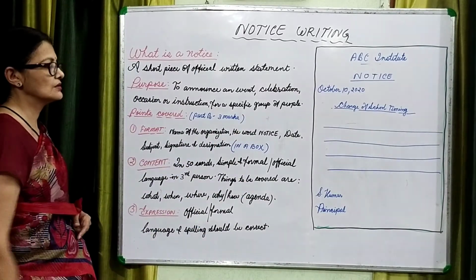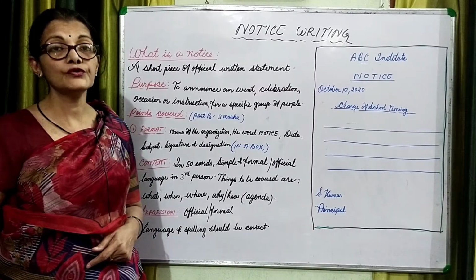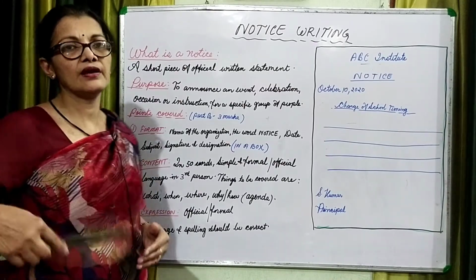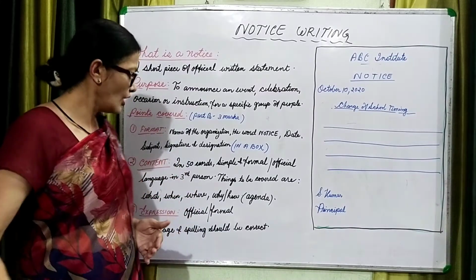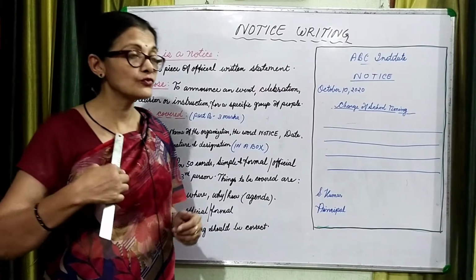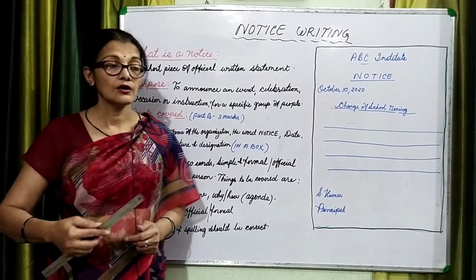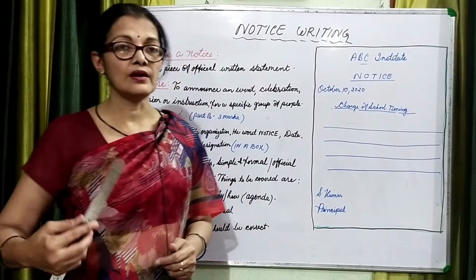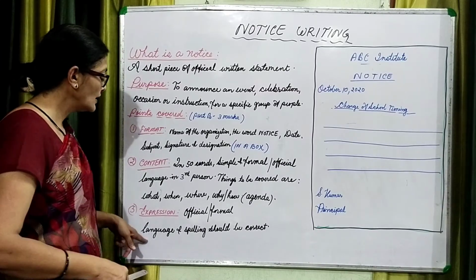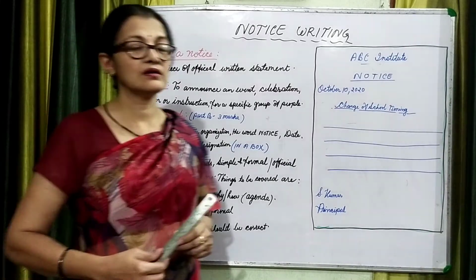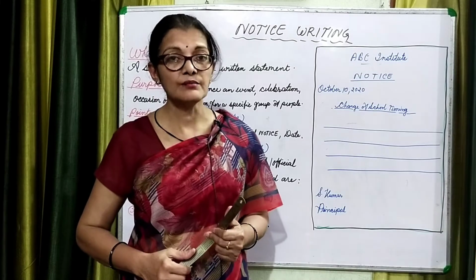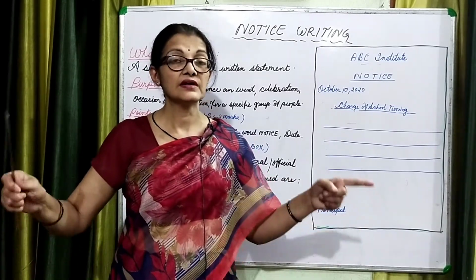Now, expression. We cannot overlook this part, because expression means how we express ourselves. So the expression should be official and formal. We have to write in official, formal language. We cannot be casual. The language and spelling should be correct, so make it a point that there are not many mistakes and the structure of the sentence is correct.